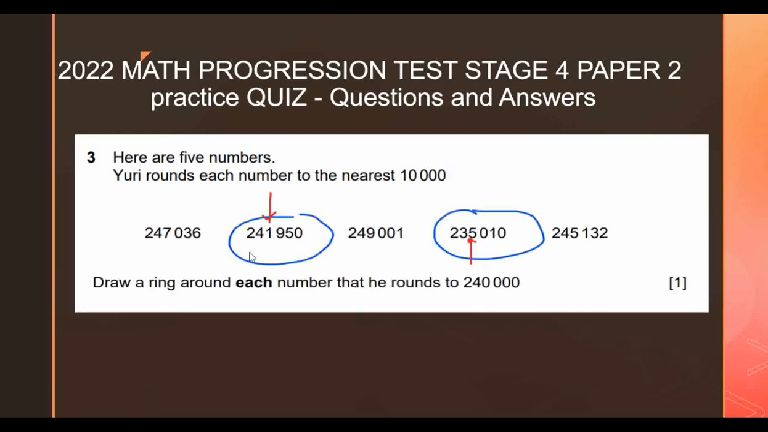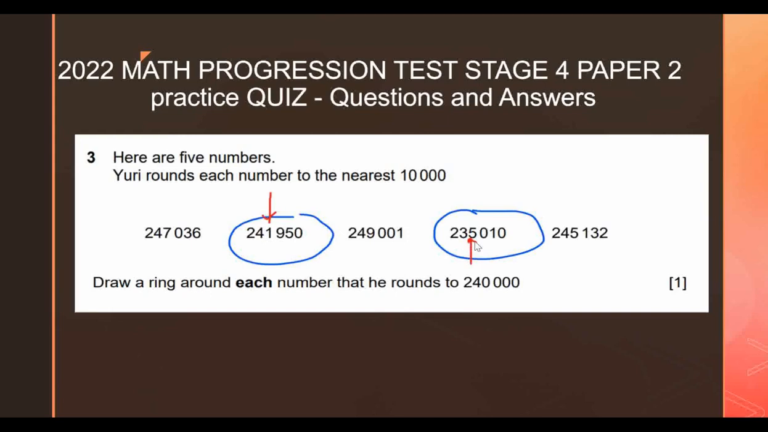It will be 241,950 and 235,010. It will be rounded off to 240,000. The reason is we see the digit after 4 is 1, so we cancel the rest of the number. It becomes 240,000, and for this one, the digit after 3 is 5.